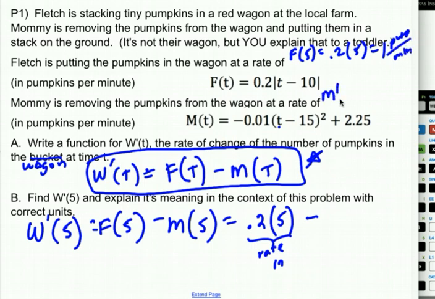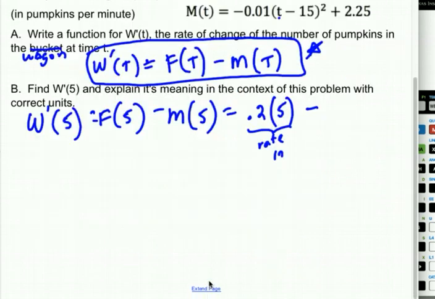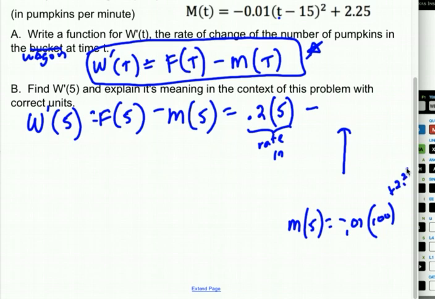And m of 5, oh, I need some more room. Sorry, folks. So m of 5, I'm going to be a little lazy. m of 5 is going to be negative, and you can leave it as 0.01 or treat it as 1/100th. This is going to be 5 minus 15, which is negative 10 squared, so that's 100. So it's actually not as bad as you might think. Plus 2.25. So negative 1/100th times 100 is negative 1, plus 2.25, that's 1.25. So 1.25 is my rate that I'm removing them, the rate out, in pumpkins per minute.